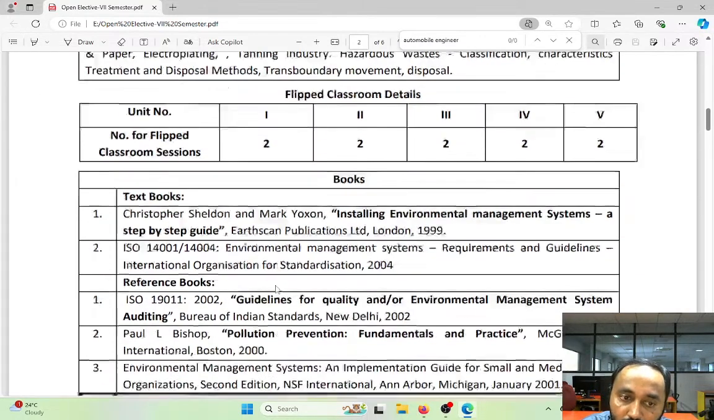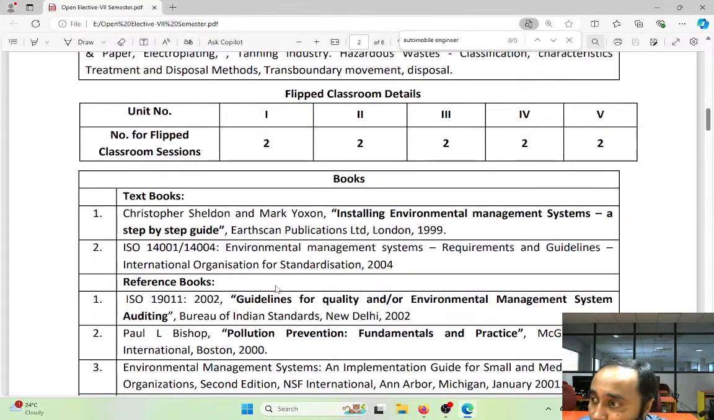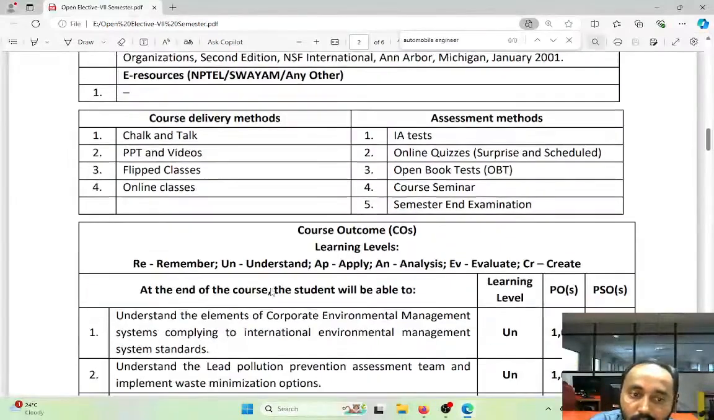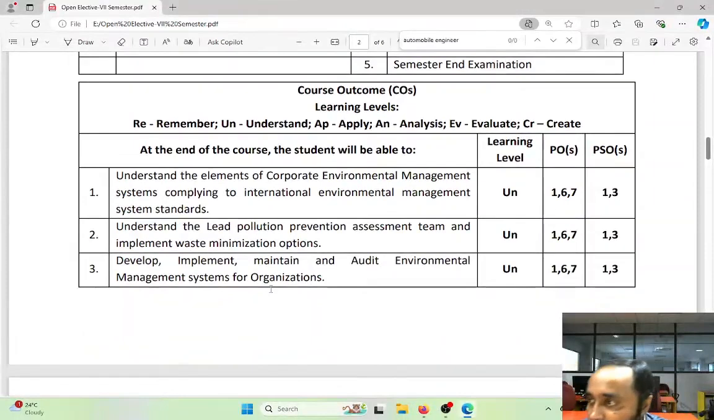And following are the textbooks that we are going to refer to along with the code books: ISO 14001, ISO 14004, and also ISO 19011:2002.